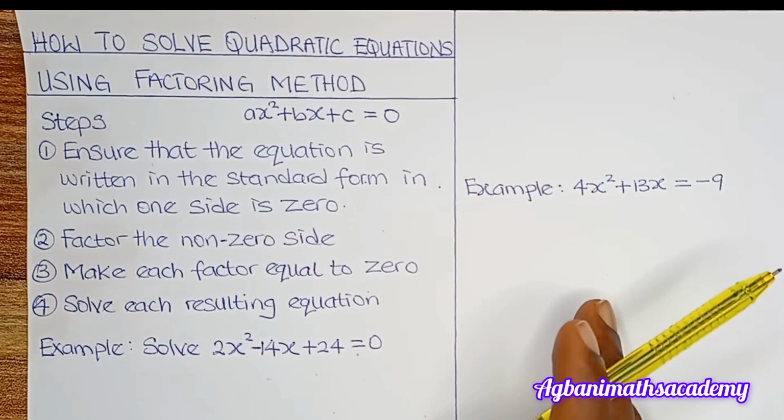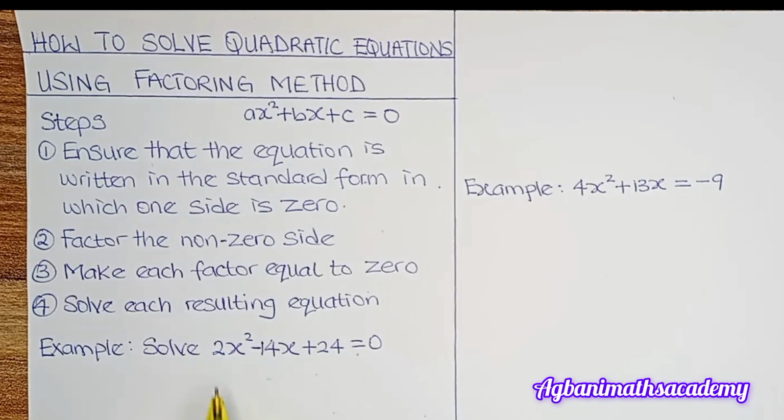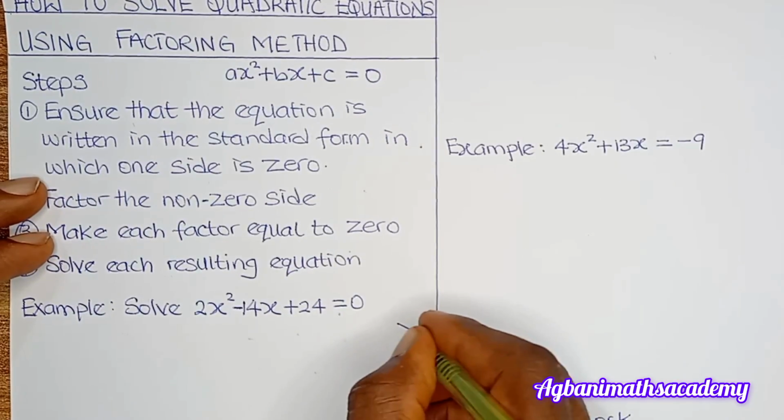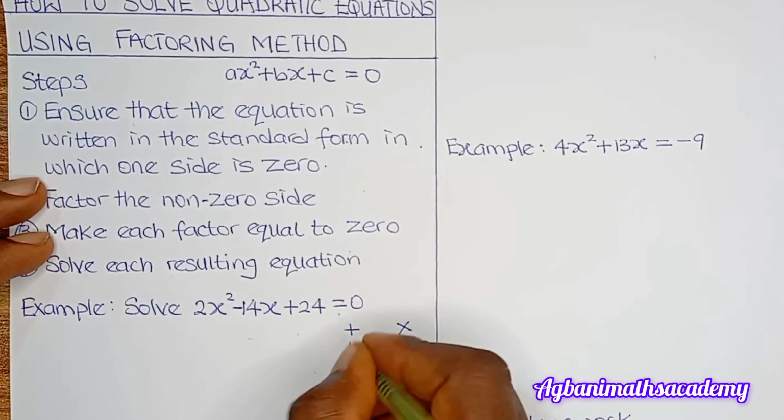Okay. The second step is to factor the non-zero side. So we have to factor this side. How do we factor it? We are going to look for two numbers that will multiply to give us AC, and those same two numbers will add to give us B. We are multiplying to get AC, and we are adding to get B.